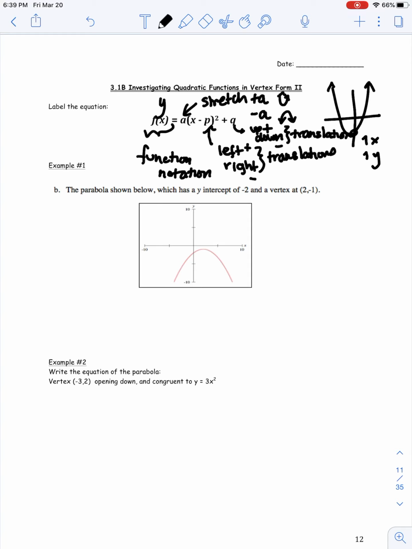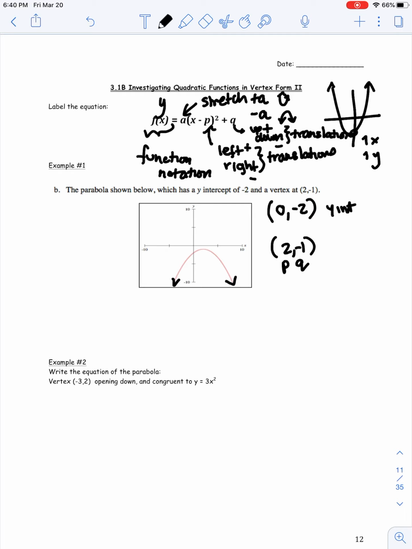In example number 1, we have a parabola shape. What's important to note is that these parabolas do have arrows on the ends. They continue downwards forever. They're giving us the y-intercept. A y-intercept is a point, so we want to write down the point (0, -2). This is the y-intercept that they're giving us. They're also giving us the vertex, which is (2, -1), labeled as our p and q.